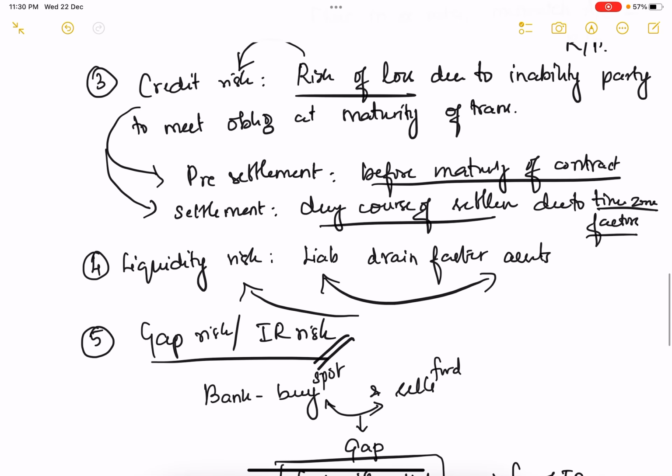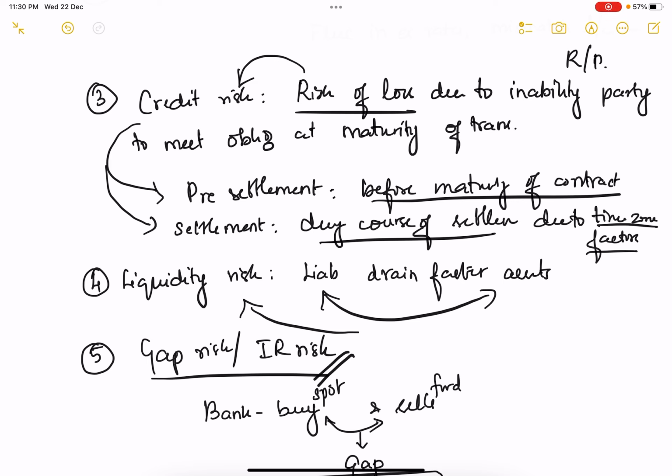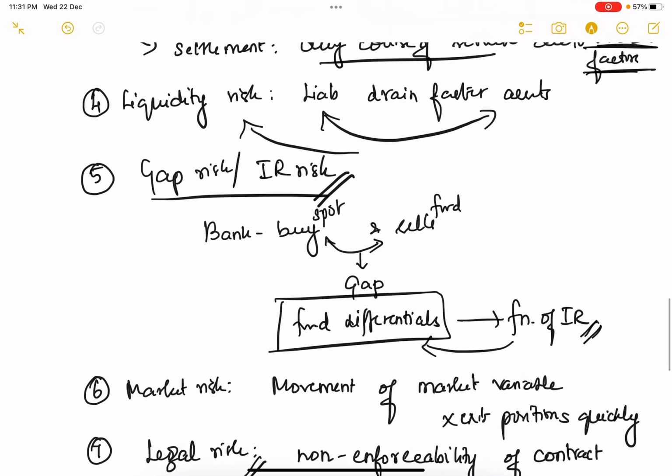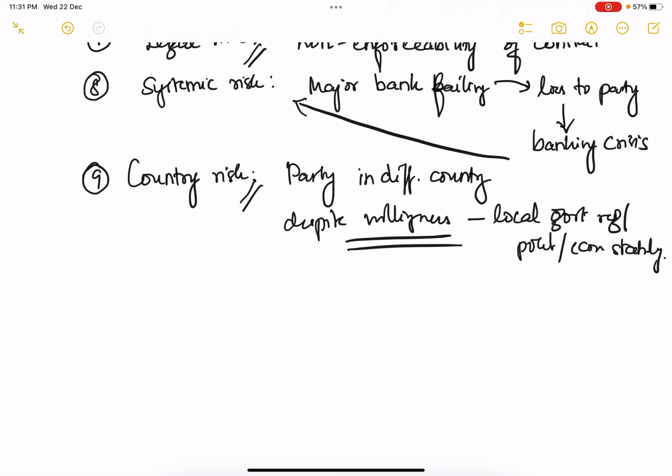So already we saw about settlement risk and credit risk, where due to time zone factors, there is some settlement issue which will lead to credit risk. Here, the party is in a different country where, because of the local government regulation or political instability of the particular country where the party is residing, there is a country risk. Even if he is willing to pay the funds, because of this local government regulation inside the country, he is not able to pay the funds at the appropriate date. This is known as country risk.